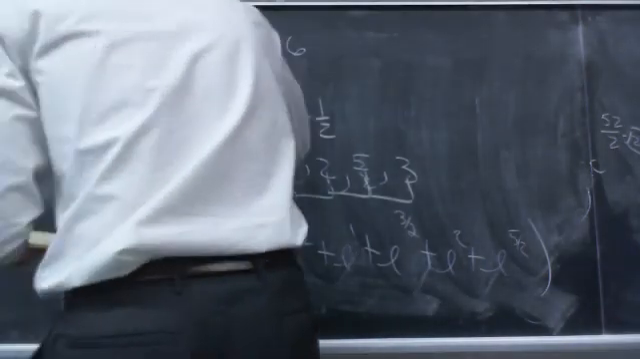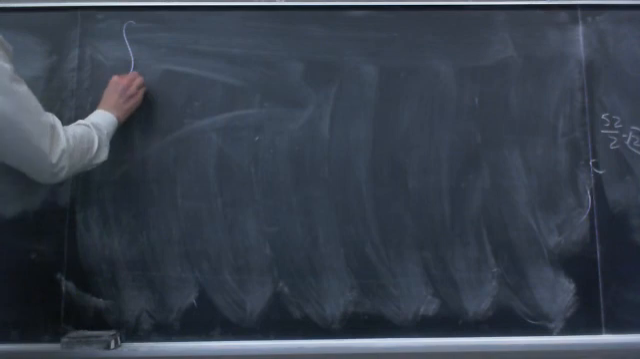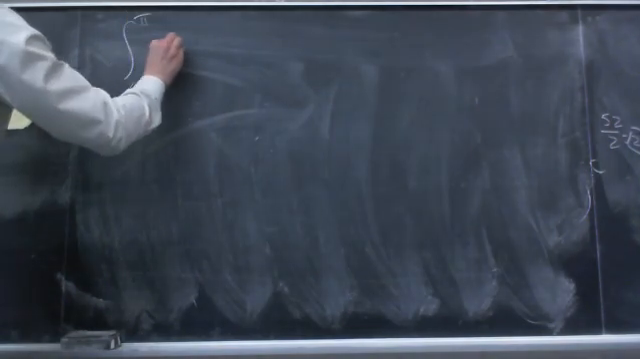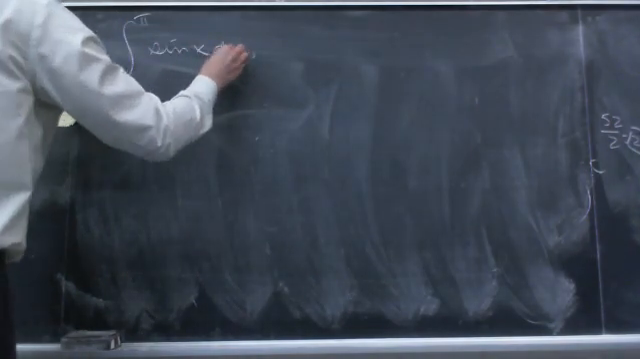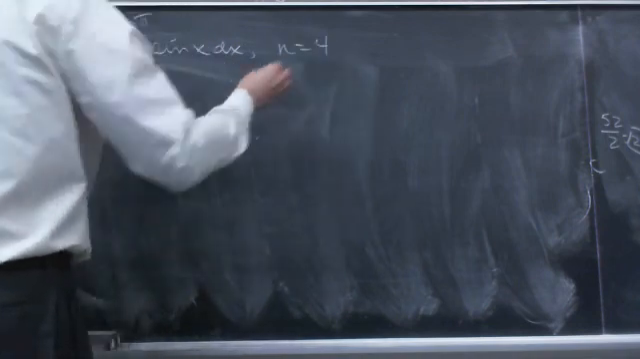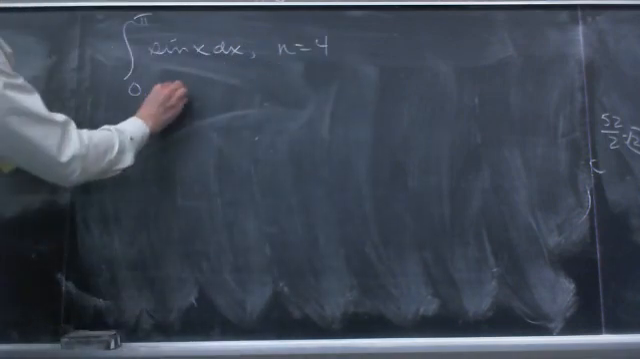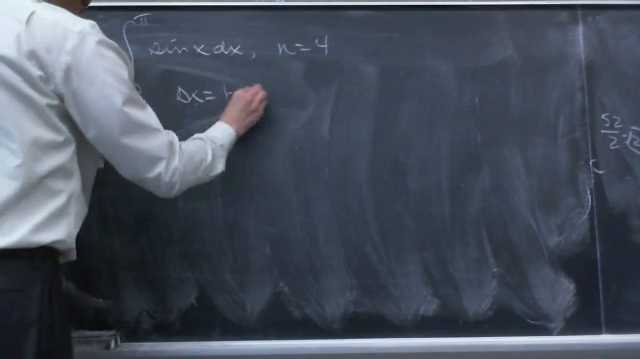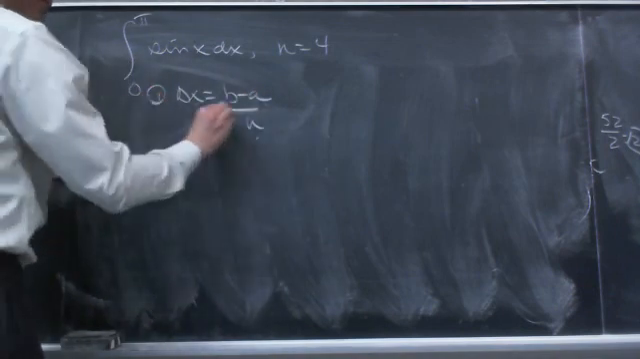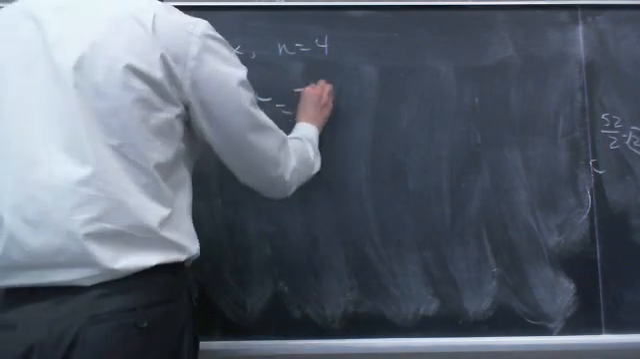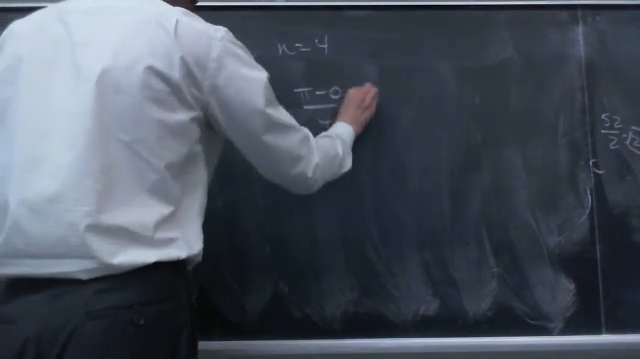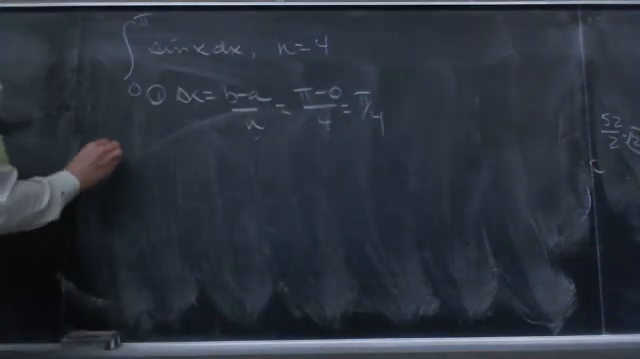All right, another different function. Let's do a trig function. Suppose we have the definite integral from 0 to pi of sine x dx, and n equals 4. So we're going to do delta x equals b minus a over n as the first step. It's going to be pi minus 0 over 4, or pi over 4.